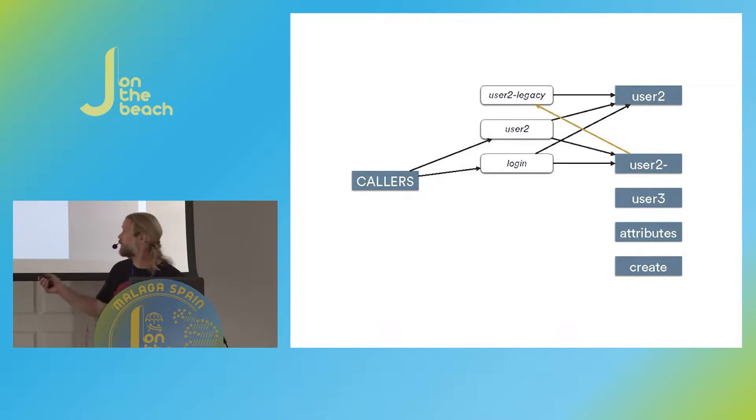So what's happening now is that when somebody wants to call login, they can get sent either straight to user 2 or to user 2 proxy, which forwards it to user 2 legacy, and it ends up here again. So we add a hop. In either case, the caller will get the same result.